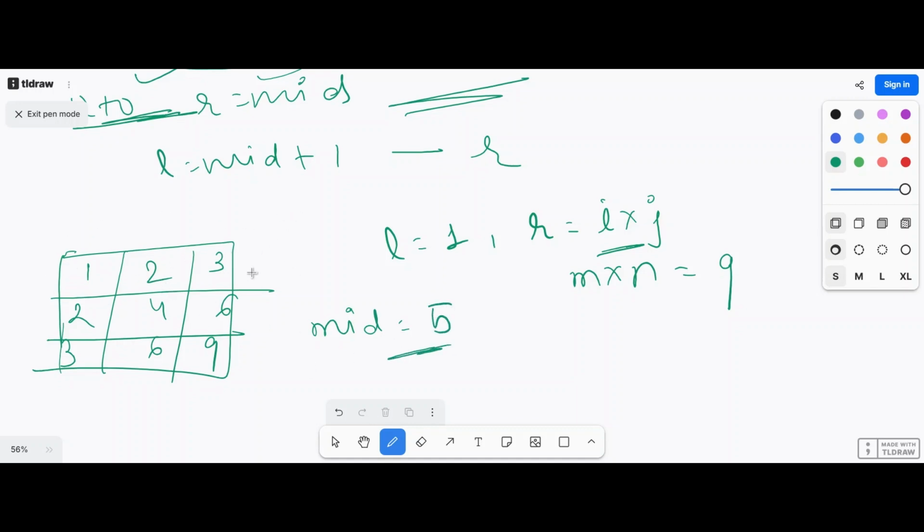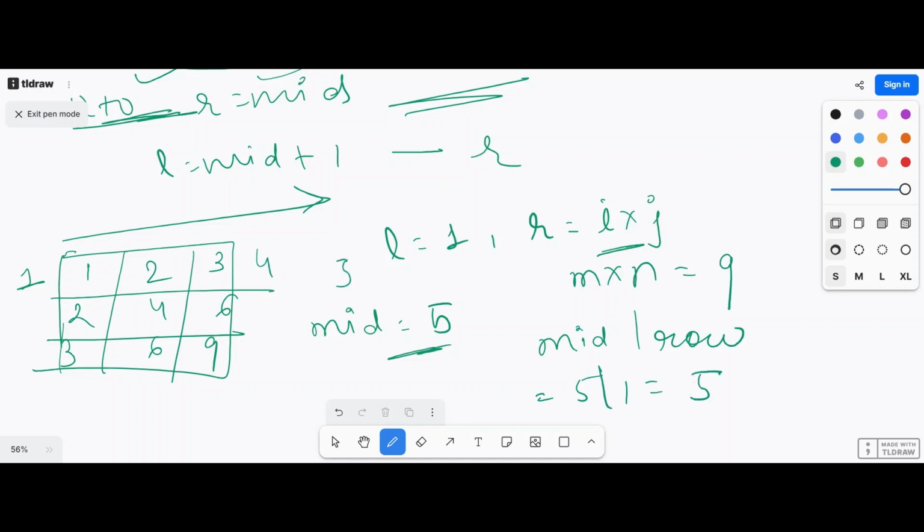Now you have to find the number of elements less than 5 in the first row. So you are going for the first row. You didn't know how many columns you have; you could have so many columns. Then how many maximum integers could be less than mid? Mid divided by row, which is 5 divided by 1, which is 5. So for row 1, it could go until 1, 2, 3, 4, 5.